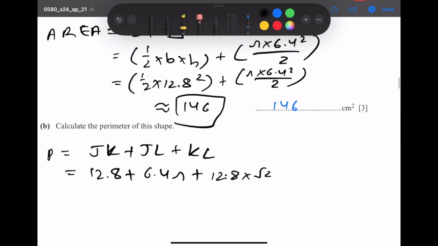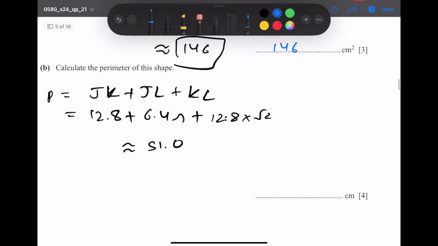It's important to not round up values in intermediate workings, since it could lead to a skewed final result that deviates from the actual answer that the mark scheme expects. So in this case, the answer rounds up to 51.0 for 3 significant figures.